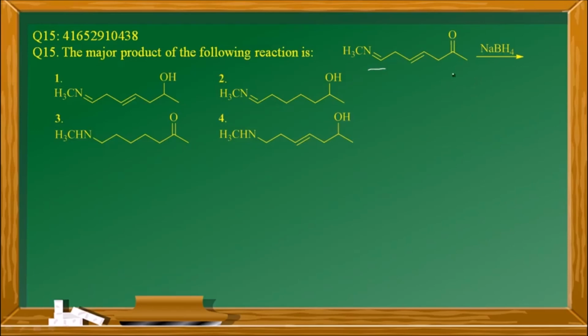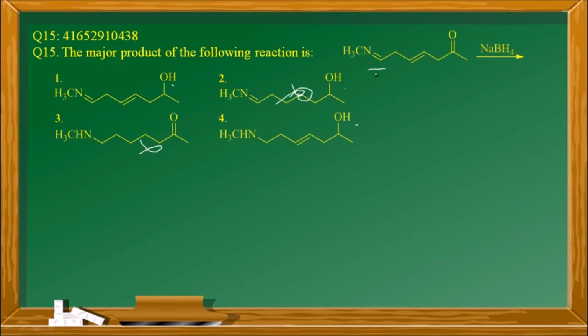Where is it going to work? Yes, ketone to alcohol, this alcohol, this alcohol, this alcohol. Okay, fine. What about the double bond? Will it reduce? No. So this is no, alcohol, but the double bond is reduced here. So this option is not correct.